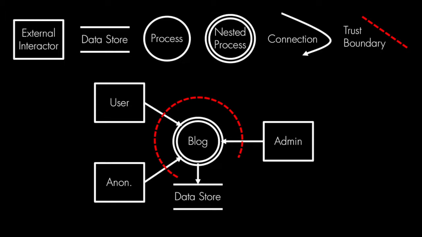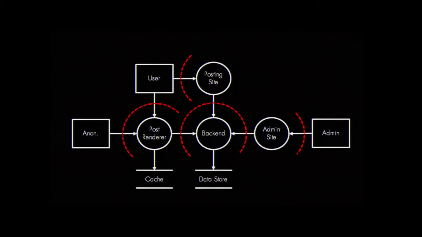Trust boundaries are obviously really important if you're trying to model the security. So what we have here is a set of external interactors, the user, an anonymous somebody on the internet, and an admin, all interacting with a blog server which has some data store, and there's a trust boundary around all of them. If we zoom in a bit, we see that we've actually got a few different trust boundaries because we have a few different front ends. We have actually a second data store that's caching something.